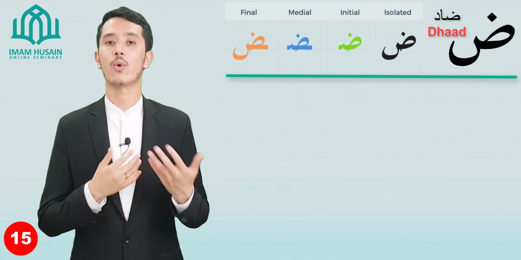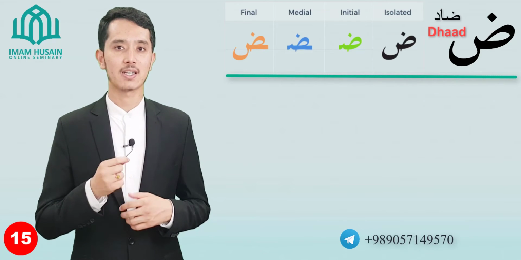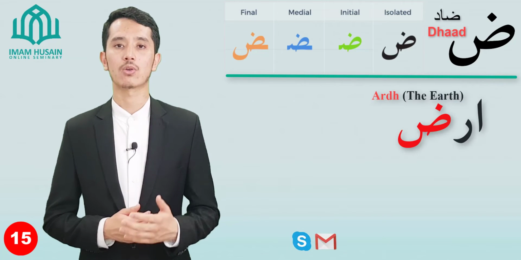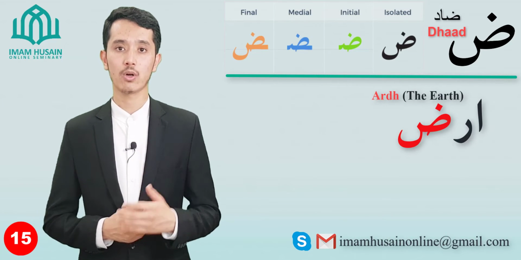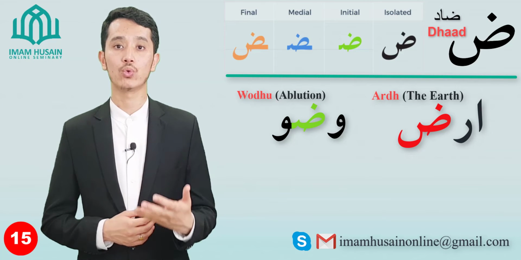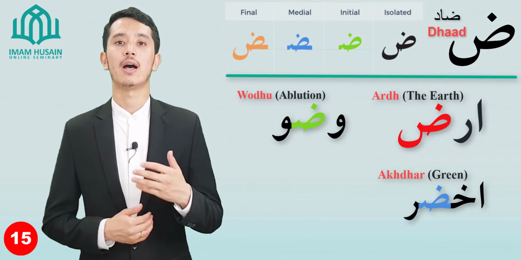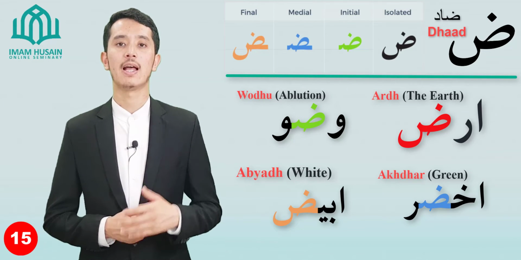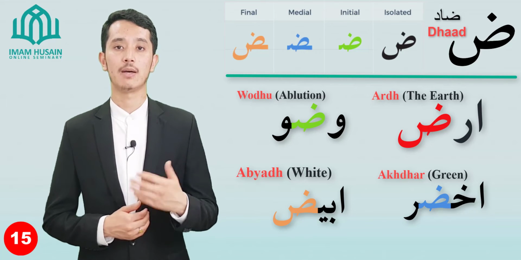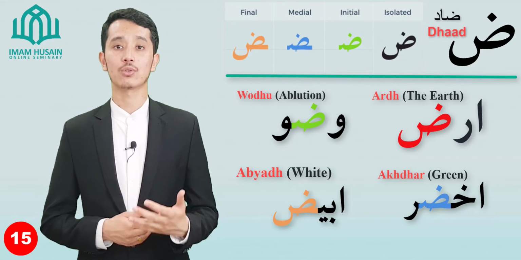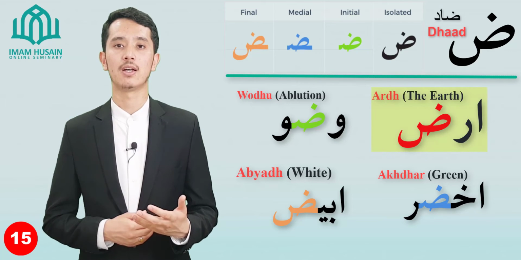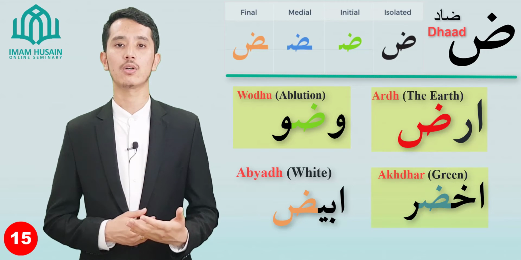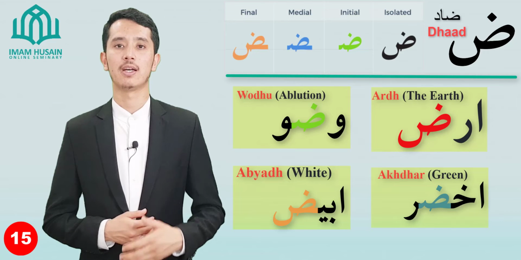As you can see, they are quite the same as the letter Saad, but there is a dot on the top. Let's try some Arabic words. Try saying the word ard, ard. Next word, wudu, wudu. The third word, akhdar, akhdar. And the last word, abyad, abyad. One more time, ard, wudu, akhdar, and finally, abyad.